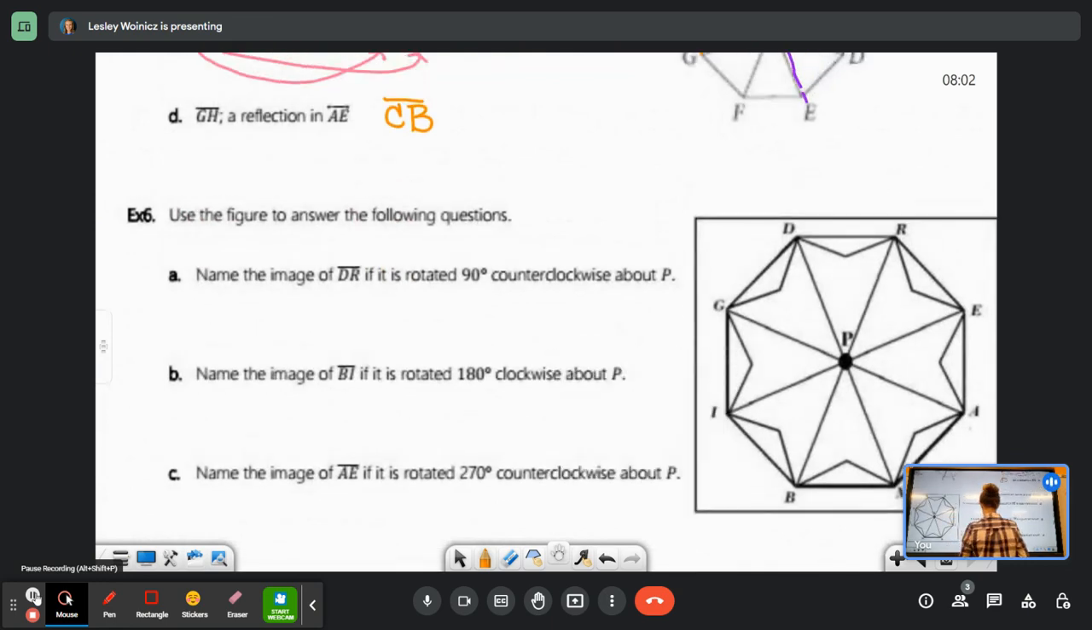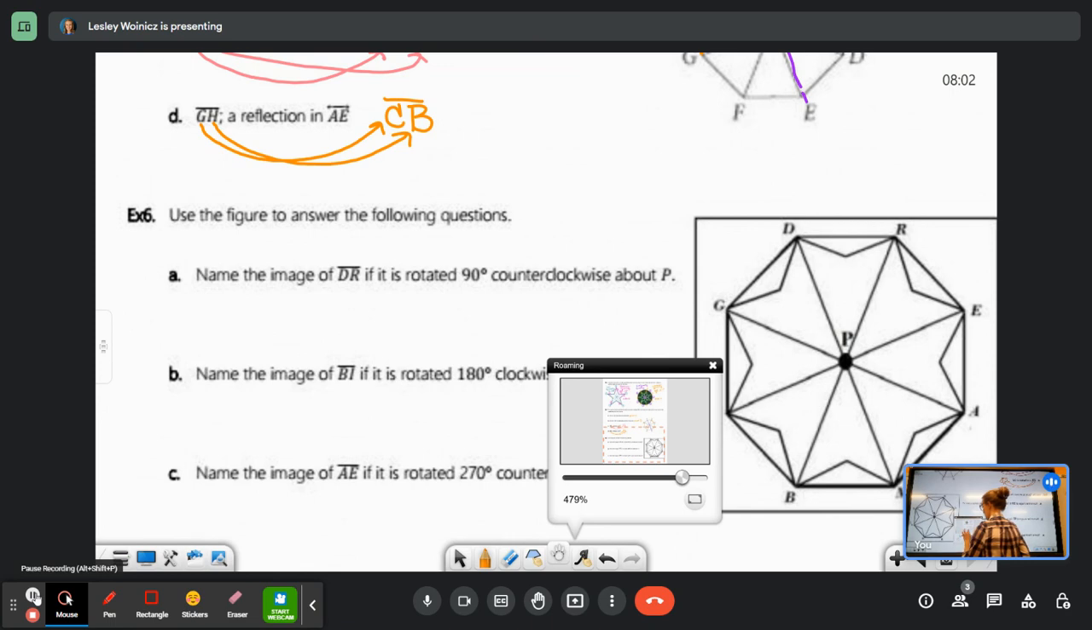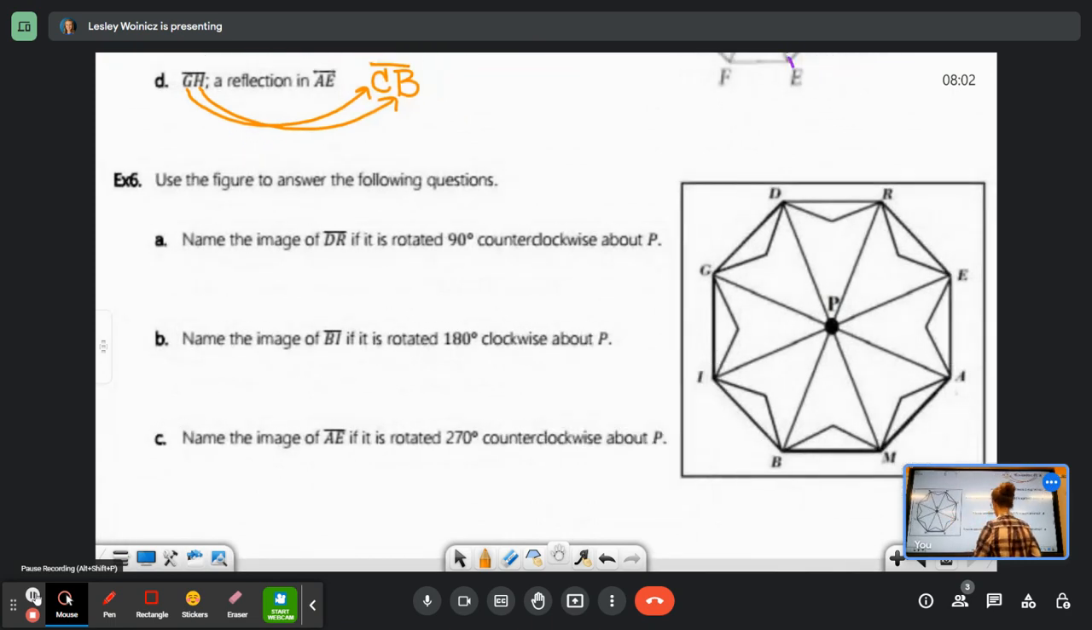Here, let me draw my arrows again. That was maybe helpful. So the G went to the C and the H went to the B. Okay, so now we have to use the figure to answer these questions. We get a new picture. We have to name the image of DR if it's rotated 90 degrees counterclockwise about P. So DR is here.